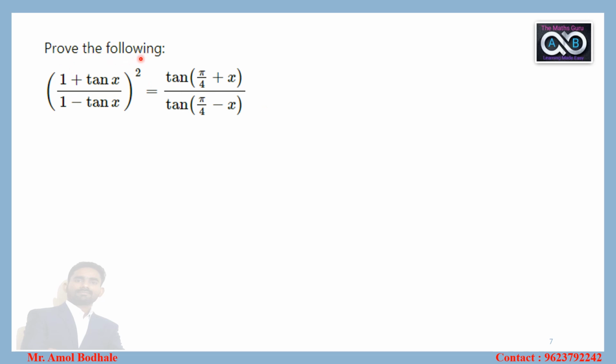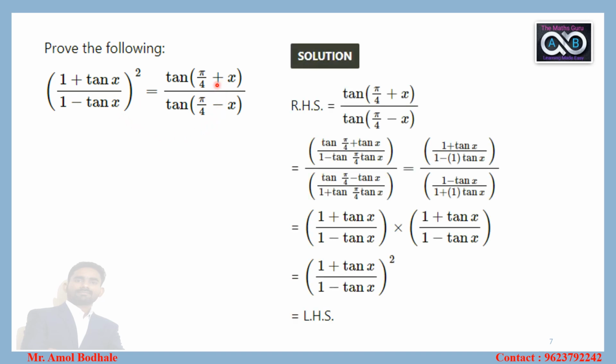Prove the following: (1 plus tan x upon 1 minus tan x) raised to 2 is equal to tan of (pi by 4 plus x) upon tan of (pi by 4 minus x). So again, here we have to consider the LHS and show that it is the same as the RHS, or we can consider the RHS and prove that it is the same as the LHS. In this example it is convenient to consider the RHS.